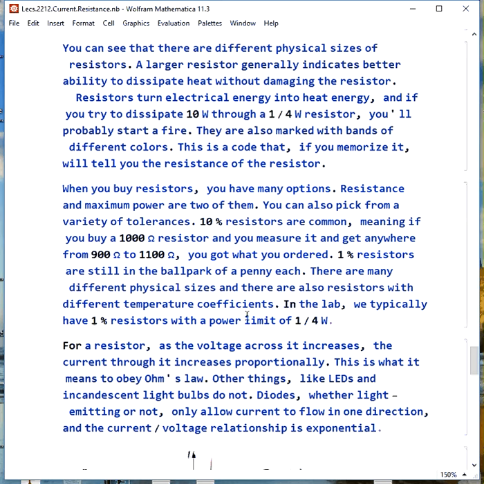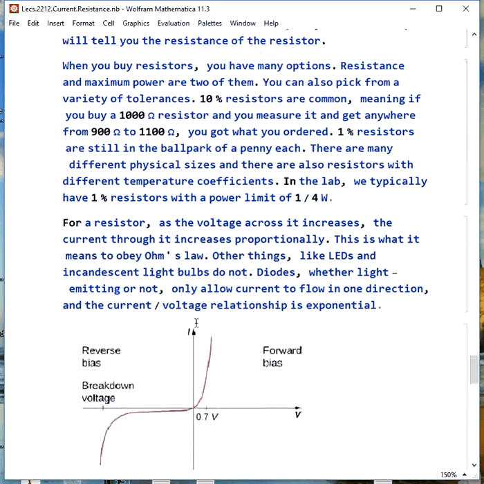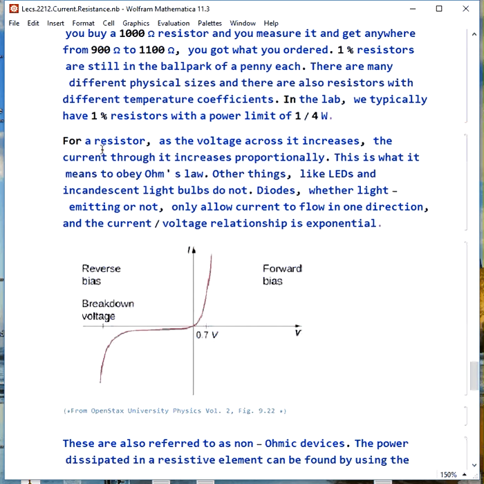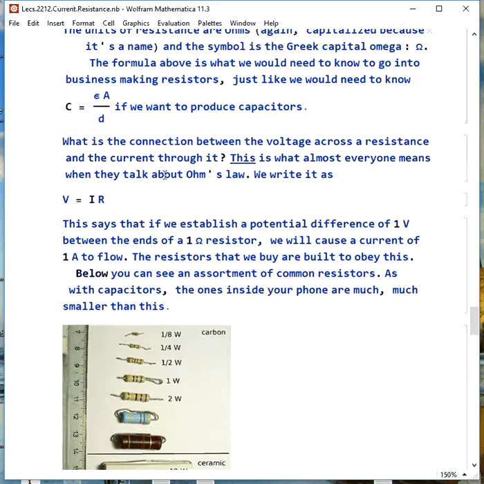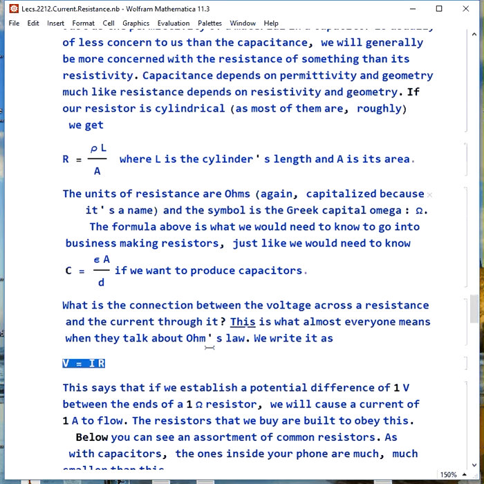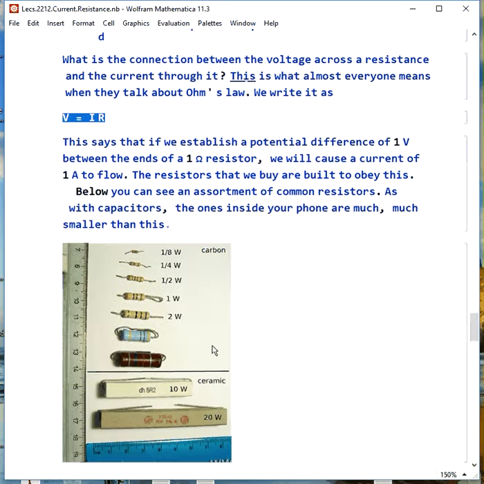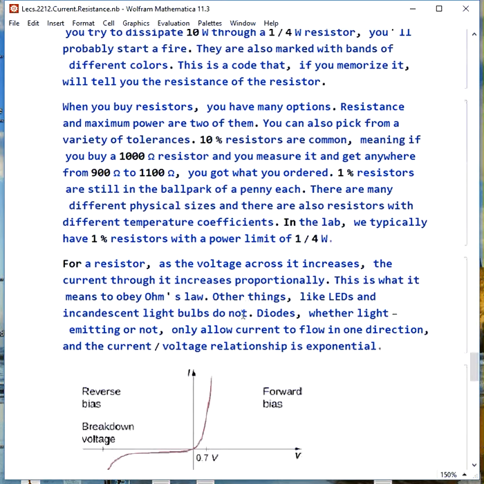There are a lot of different physical sizes. There are resistors with different temperature coefficients. If you look around our lab, most of what we have are 1% resistors with a power limit of 1/4 watt. Now, as the voltage across a resistor increases, the current through it increases linearly, and that's what obeying this Ohm's law, that's not really Ohm's law, means. Not everything obeys that. That's why it's not really a law.